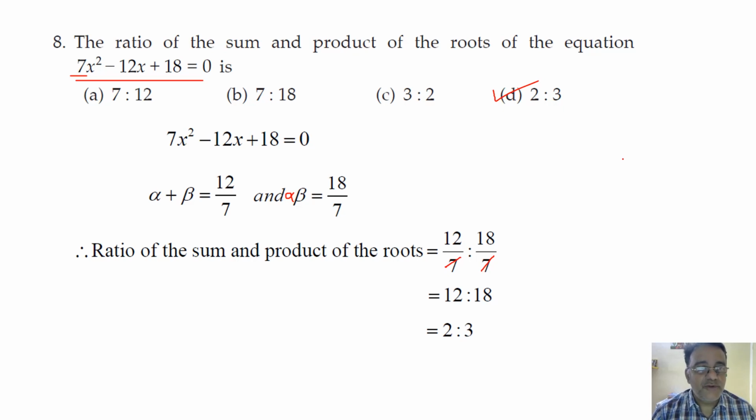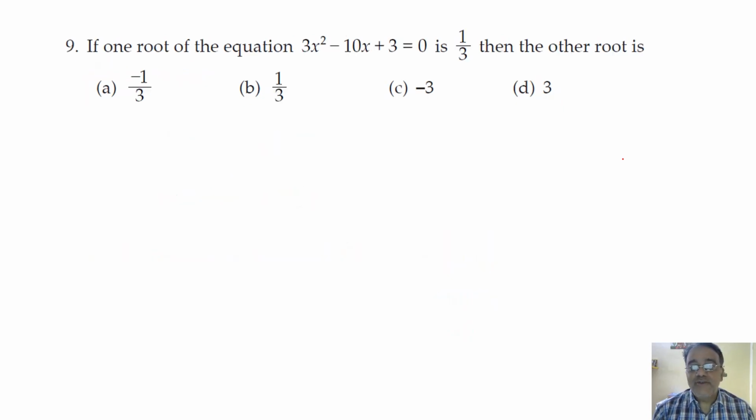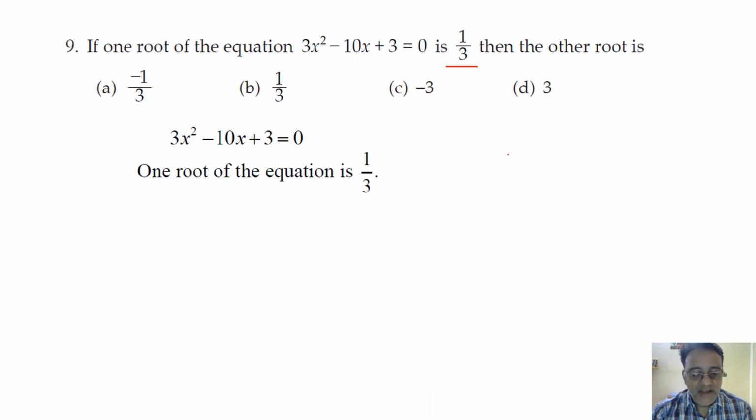Now we are moving toward question number 9. If one root of the equation is 1 by 3, then the other root is dash. Right. So first of all, the equation is 3x square minus 10x plus 3 is equal to 0. And one root of the equation is given, 1 upon 3. And let the other root be alpha.